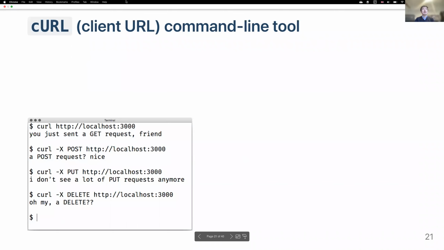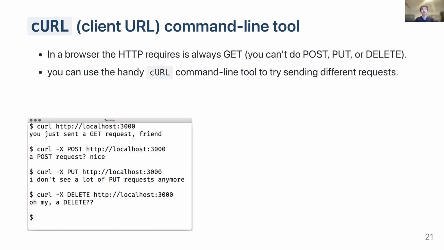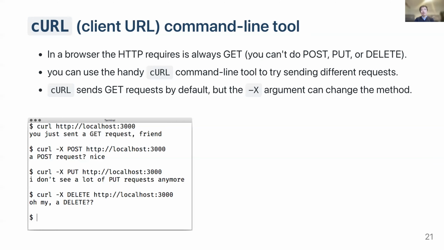Okay, and so this is where curl comes in. Curl is a command line tool which allows you to specify the HTTP method in the request. And as we said, in the browser you can only do GET; you can't do POST, PUT, or DELETE. So when you need to test other types of requests, you need some other tools.